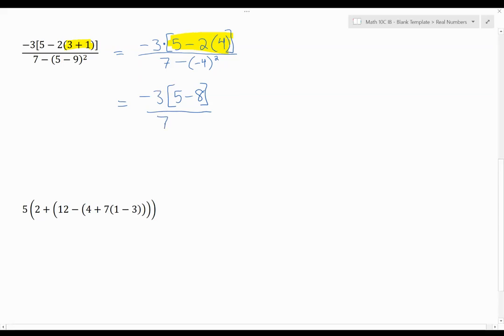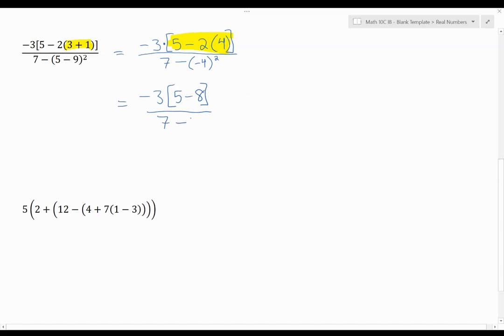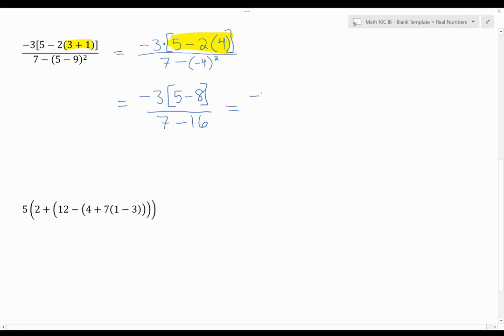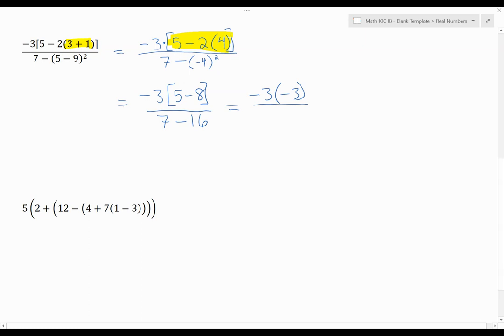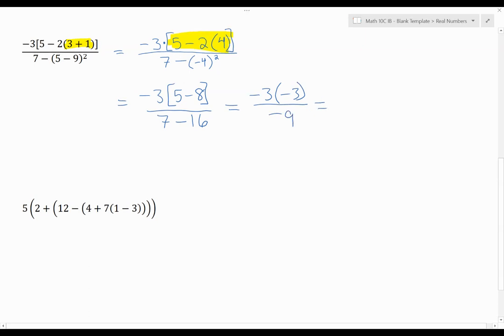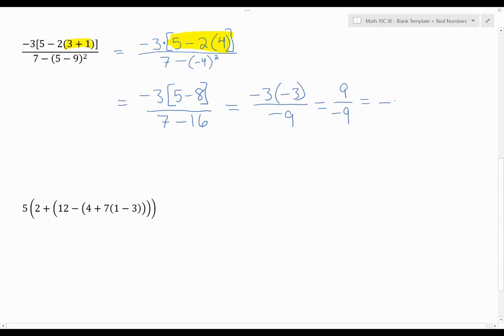And in the denominator, I have exponents. So this is going to be 7 minus, and then -4 squared is 16. Now I can do the subtraction inside the square bracket. So that is 5 minus 8, which is -3, over 7 minus 16, which is -9. Getting very close there, I'm sure you can see the answer. I am going to do the steps step by step. -3 times -3 is +9, divided by -9 is, finally, I do that last division, -1.